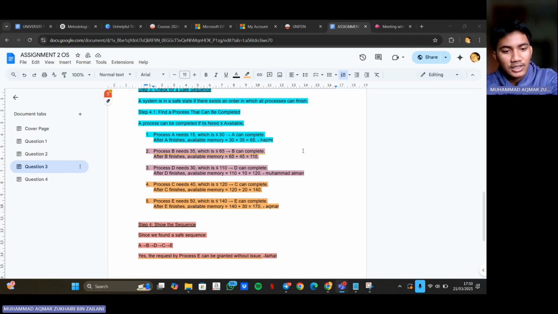The last one is process E. After C we go to E, the last one. Process E needs only 50, which is less than 140. So E can complete. When E completes, the available memory will change: the allocated memory of E, which is 30, will be added to the 140, and becomes 170. So the available memory will be 170.